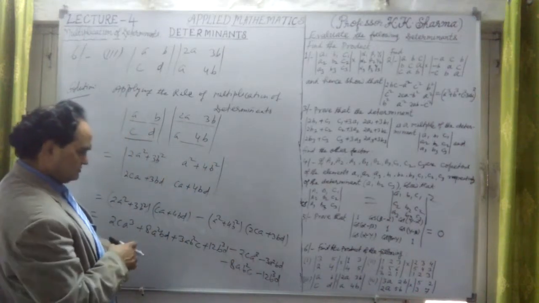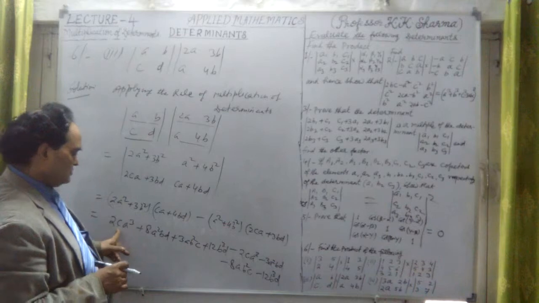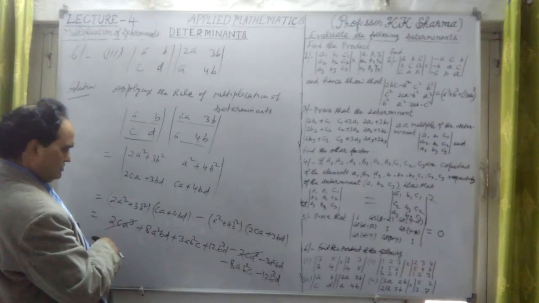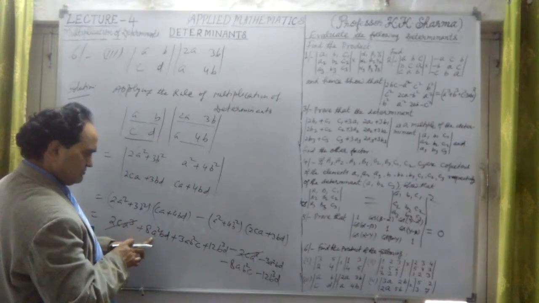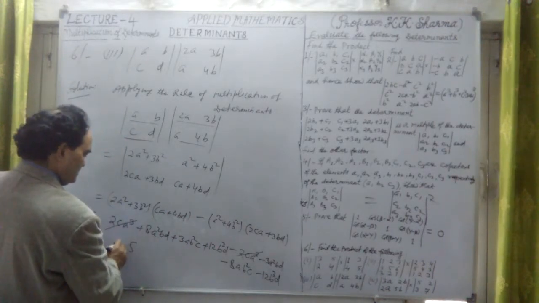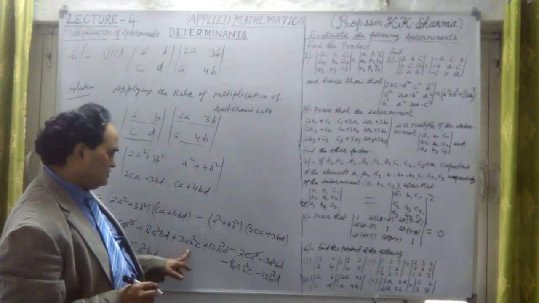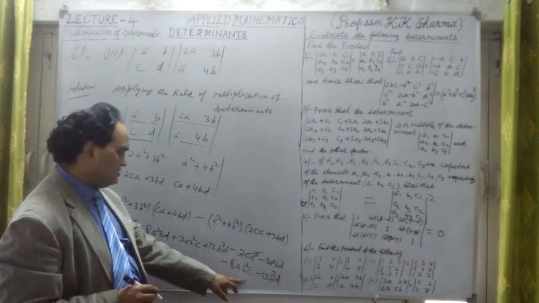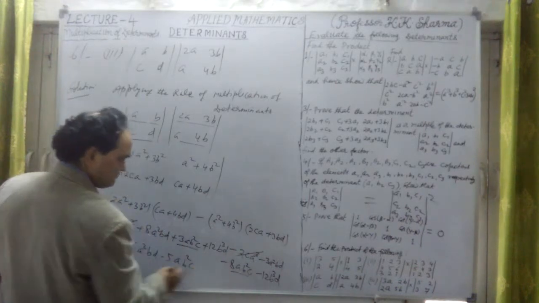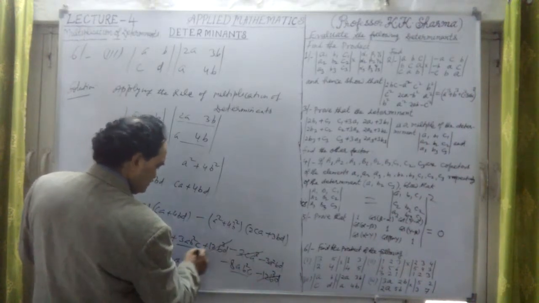Let me check whether like terms are there or not. 2 C A cube and this minus 2 C A cube cancel out. Then 8A square BD is positive and this is negative 3A square BD, so 5A square BD is left. Then 3A B square C and this is minus 8A B square C, so minus 5A B square C is left. And 12B cube D and this is minus 12B cube D, so they cancel out. And this is the value.